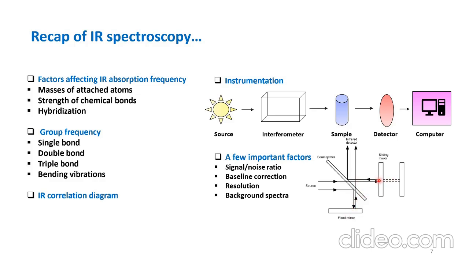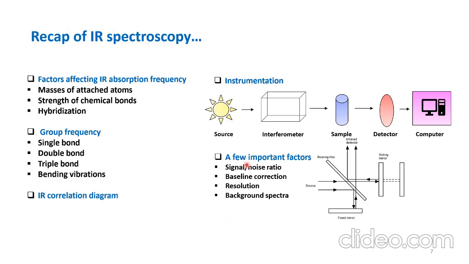And the sliding mirror basically arranges the source light in a particular wavelength or wave number, and then it goes to the IR detector. From the interferometer, the radiation goes to the sample, and from the sample, based upon the transmission and absorbance, the detector detects it and plots it in the computer.